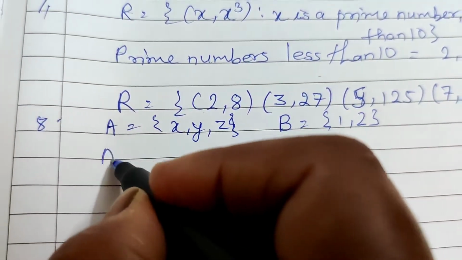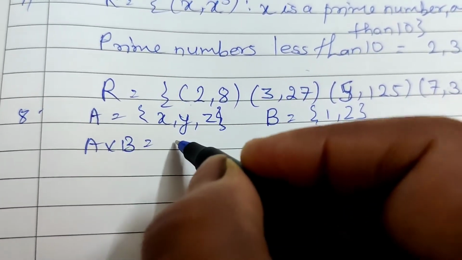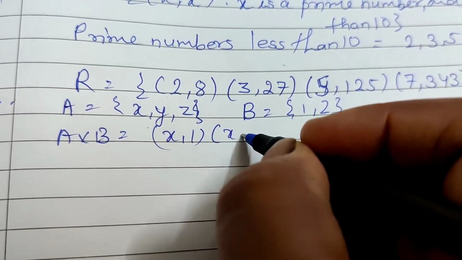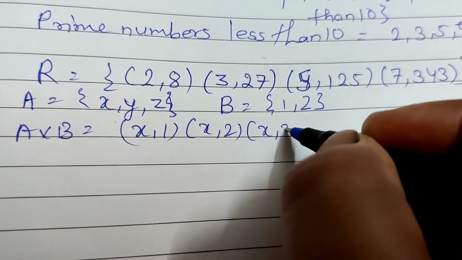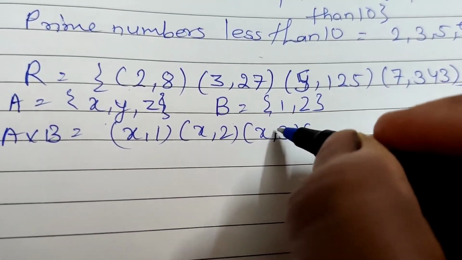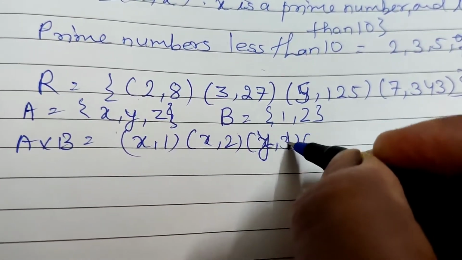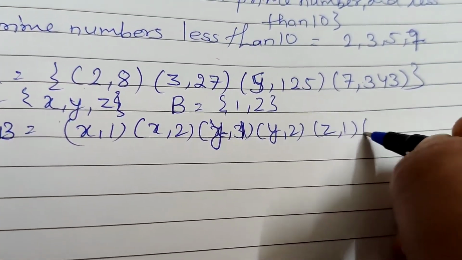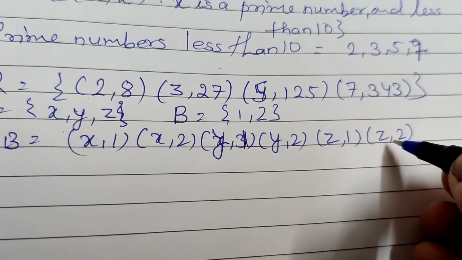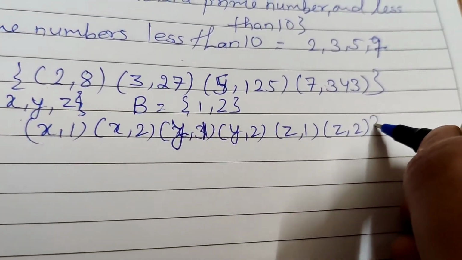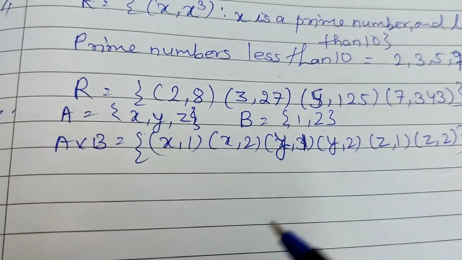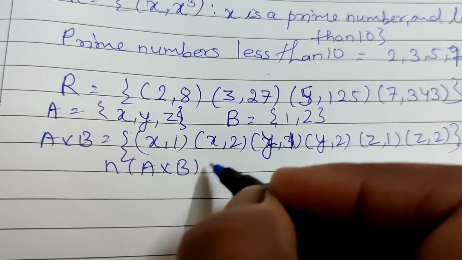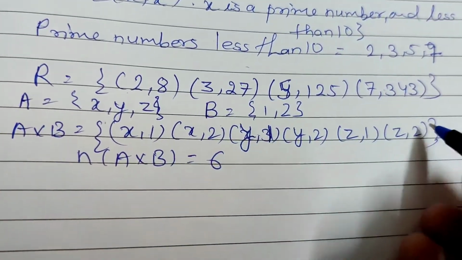Now the product of these two sets. First (x, 1), (x, 2), then (y, 1), (y, 2) and (z, 1), (z, 2). These are the elements of the product set A × B. The number of elements in A × B is equal to 6: 1, 2, 3, 4, 5, 6.